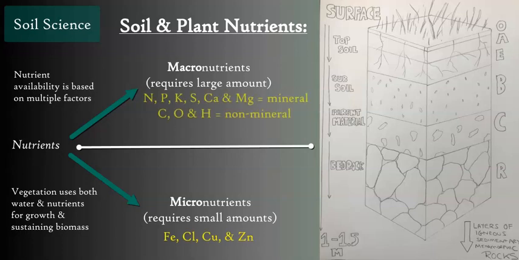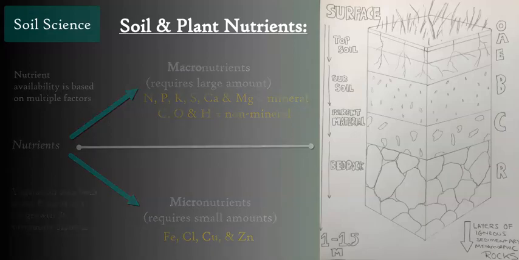So the micronutrients are the iron, the chloride, and the copper and the zinc, and the plant requires them in small amounts, and the plant requires a lot of the macronutrients. There's things like nitrogen, potassium, phosphorus, sulfur, calcium, magnesium, and the non-mineral macronutrients, which is obviously hydrogen, oxygen, and carbon. And these are essential for growth of the plant, and the root system provides this flow of nutrients from the soil, from the water, into the plant.